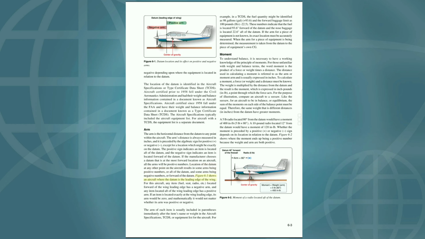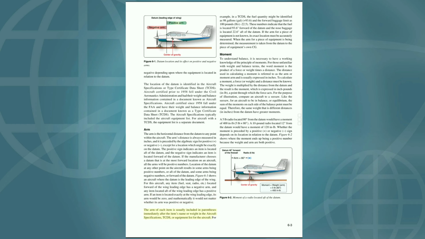Figure 6-1 shows an aircraft where the datum is the leading edge of the wing. For this aircraft, any item, fuel, seat, radio, etc., located forward of the wing leading edge is a negative arm, and any item located after the wing leading edge has a positive arm. If an item is located exactly at the wing leading edge, its arm would be 0, and mathematically it would not matter whether its arm was positive or negative.